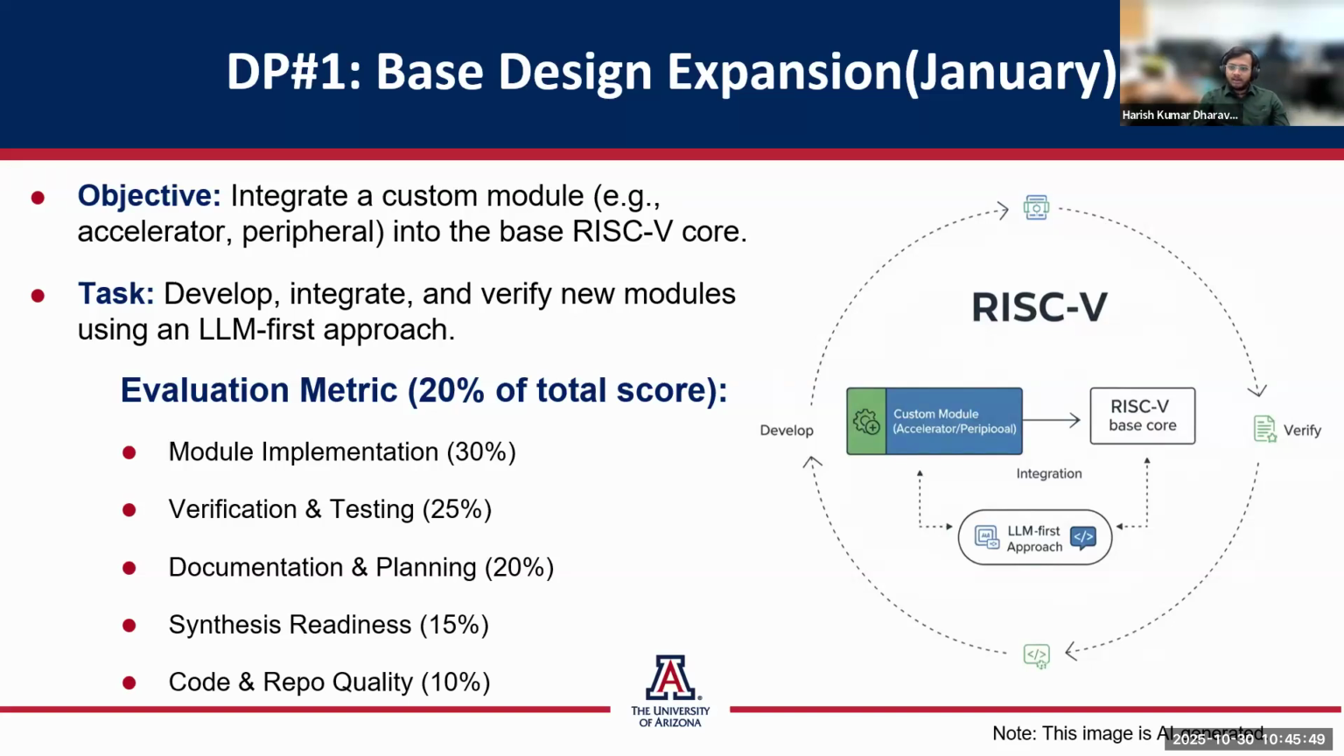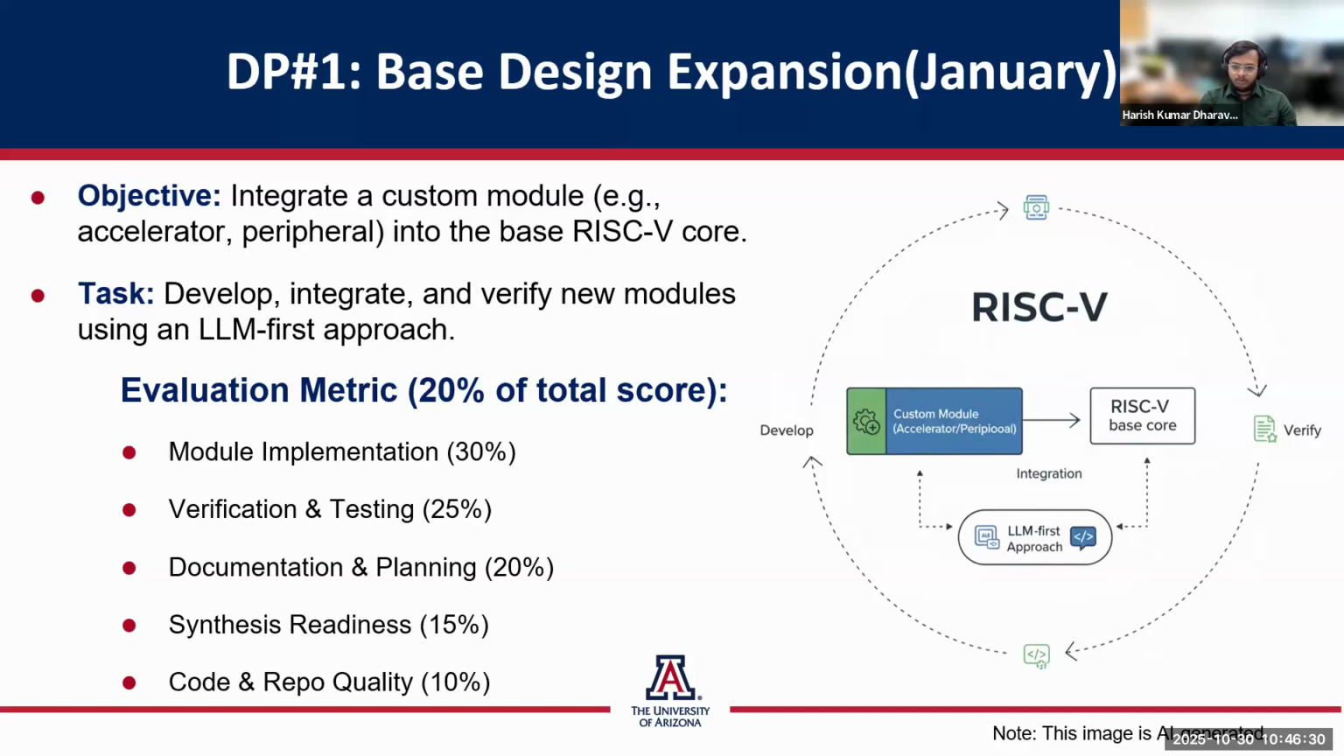As we see here, we also have an evaluation metric to give you a brief example, or an overview, of how we are going to structure the grading for the design phases. We have module implementation for 30% because we are going to be pretty focused on whether it's being implemented properly or not. Verification and testing follows right after, with how well the module is being implemented. Documentation and planning: we also want you to give us a proper document with all your data intact so that we'd be able to read it well.